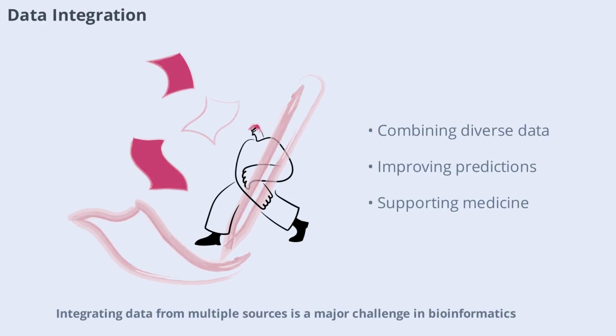Integrating data from multiple sources is a major challenge in bioinformatics. Statistical methods combine genomic, transcriptomic, proteomic, and clinical data to provide a comprehensive view of biological systems. Integration enables the discovery of new relationships, improves predictive models, and supports personalized medicine. Effective data integration requires careful normalization, alignment, and statistical modeling.